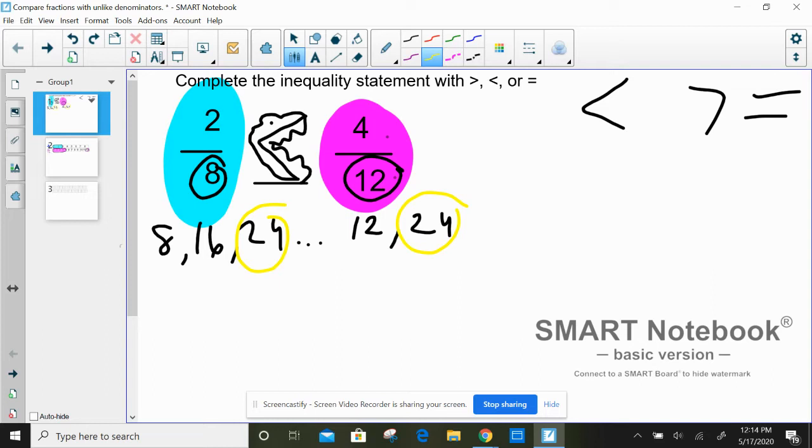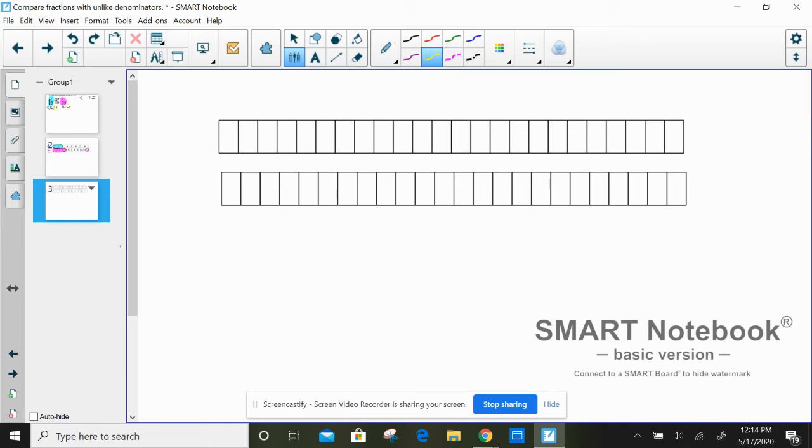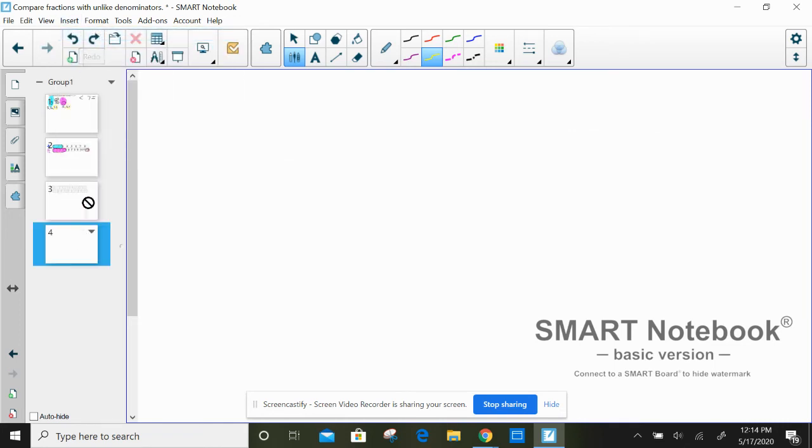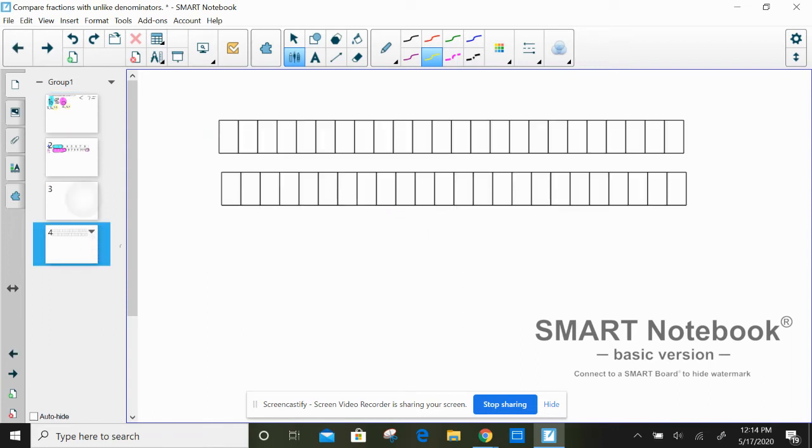They have a common multiple. So that means that we can actually find a way to change our 2 8ths and 4 12ths to both have 24 in the denominator, okay? So I'm going to show you that below here. I have our fractions 2 8ths.